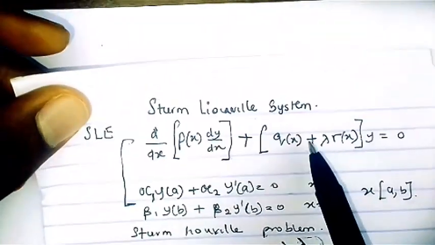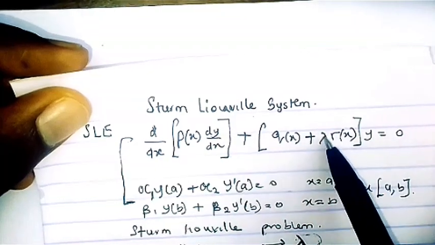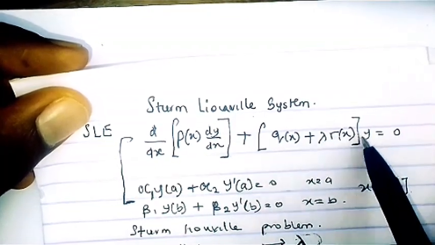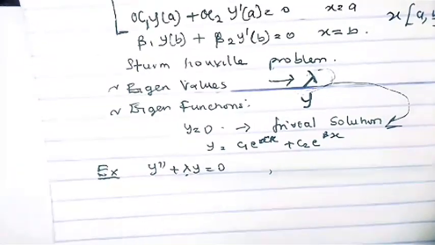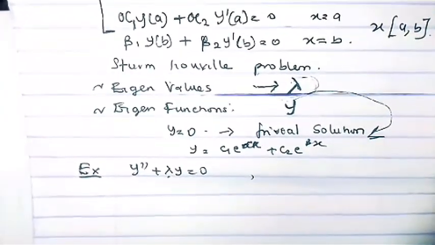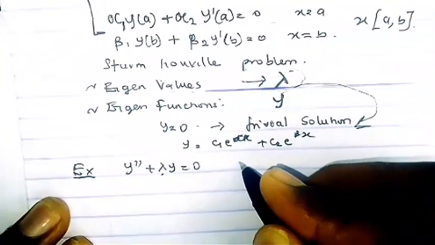Now we're having a q of x here multiplied by y, and we're having lambda times y times r of x, which fits perfectly to this. So this is a Sturm-Liouville equation. So now we'll be given a boundary condition. Like I said, we'll be given a boundary condition.